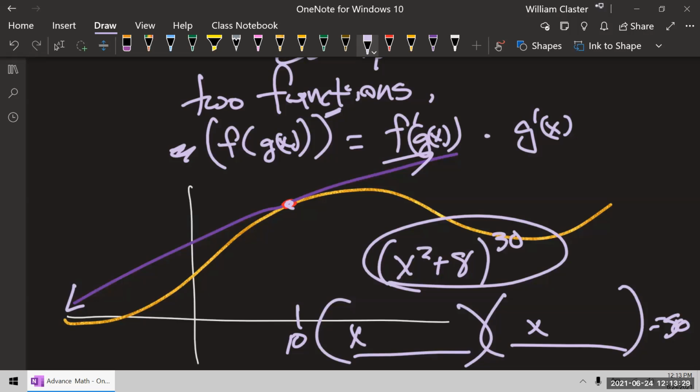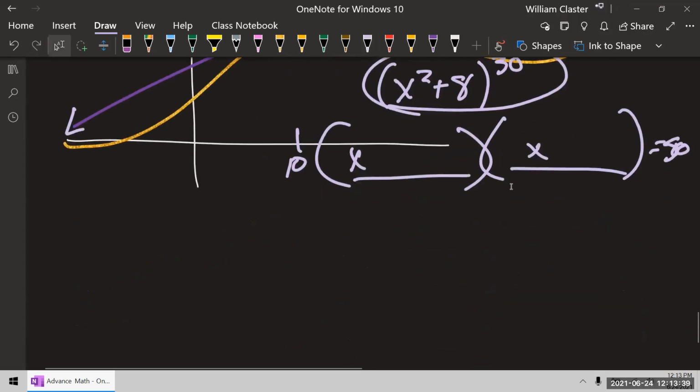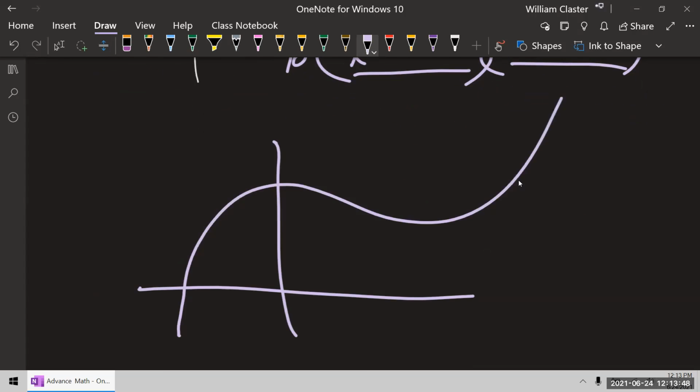Like here, suppose I have a curve that looks like this, like that. Now it's increasing very quickly here. It's not increasing as much here, right? The slope here is more than the slope here. So it's increasing faster here than it is here.